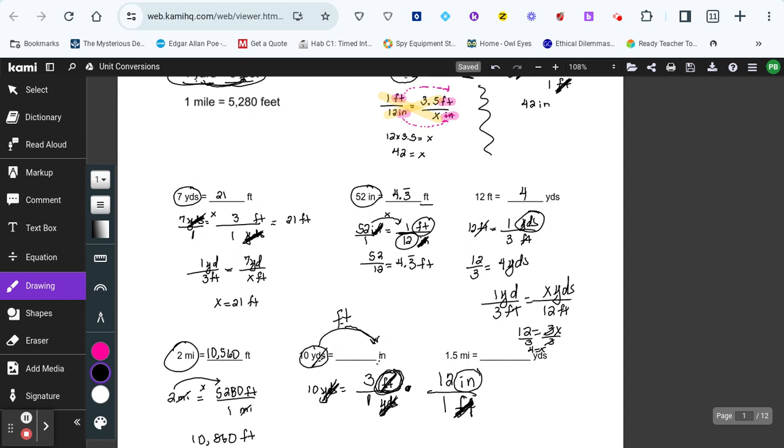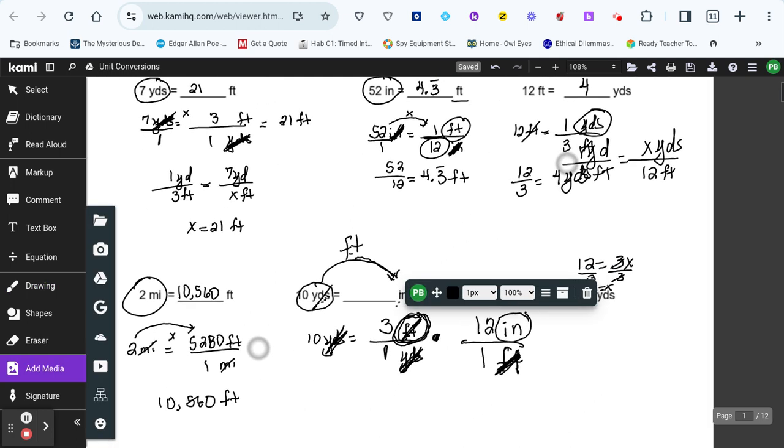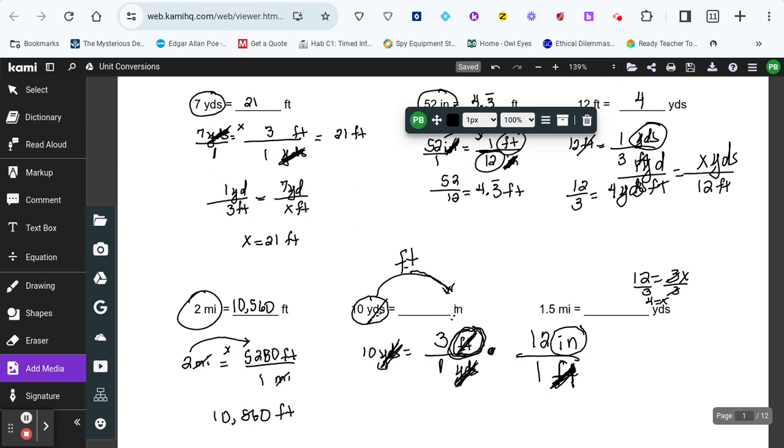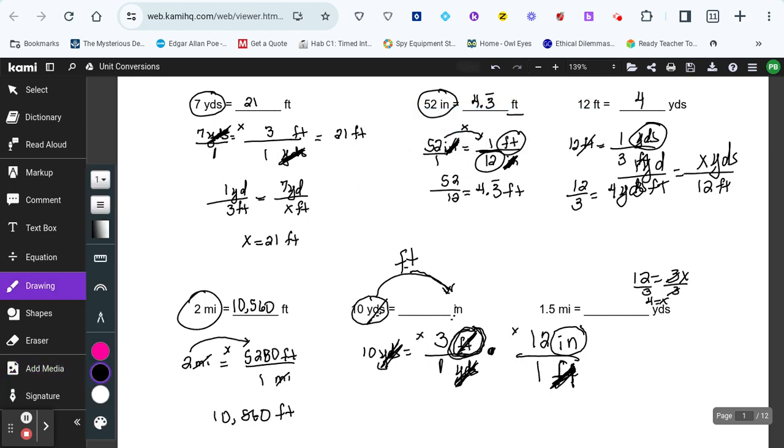So now I made it all the way to inches, okay? Finally made it to inches. Now, what do you do with all the numbers here? Well, you multiply them. So I'm going to do 10 times 3 times 12. That gives me 360 inches. So 10 yards is 360 inches.